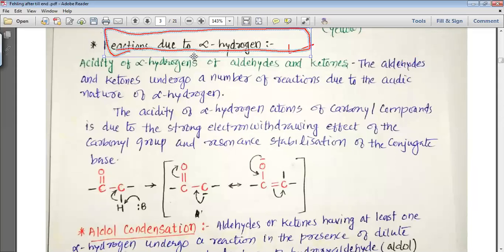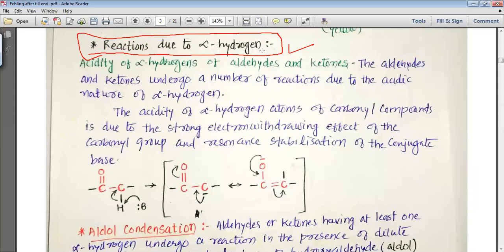So if a compound has alpha hydrogen, that means the alpha carbon has any alpha hydrogen, let us see what happens or what reactions we may get. Acidity of alpha hydrogen of aldehydes and ketones. First, we should know about the acidity of the alpha hydrogens present next to the carbonyl carbon of aldehydes and ketones.